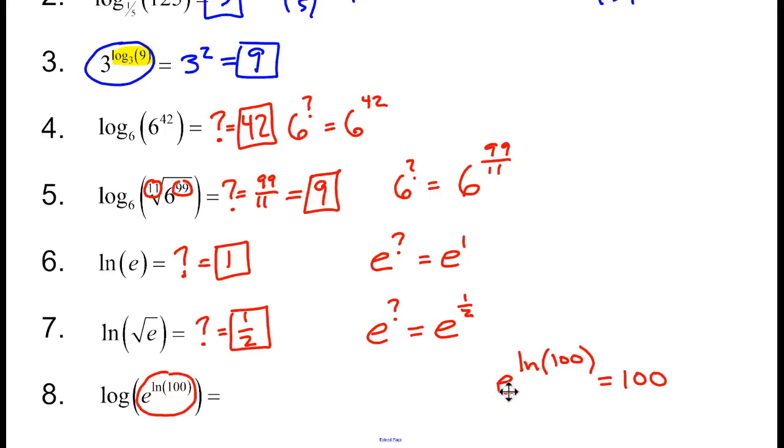Now, if e to the ln of 100 equals 100, that means we can rewrite this problem as the log base 10 of 100. We can answer that question pretty easily. What is the exponent we need to put on the number 10 to get 100? The answer is 2.